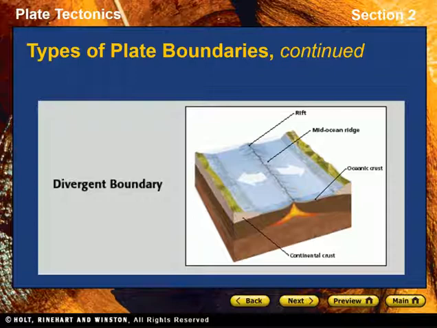Most divergent boundaries are located on the ocean floor. However, rift valleys may also form where continents have separated by plate movement. For example, the Red Sea occupies a huge rift valley formed by the separation of the African plate and the Arabian plate.